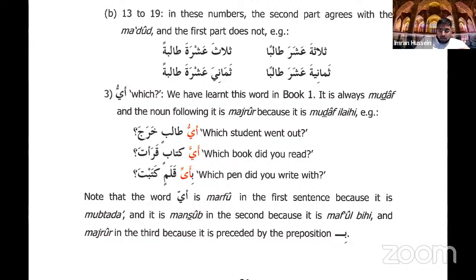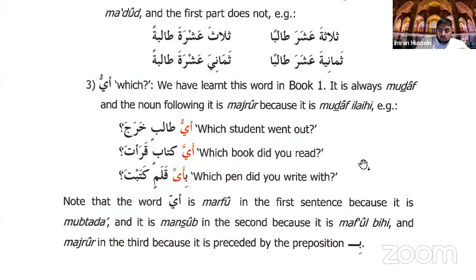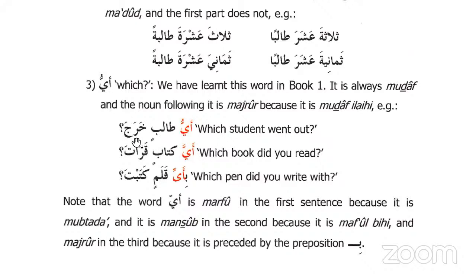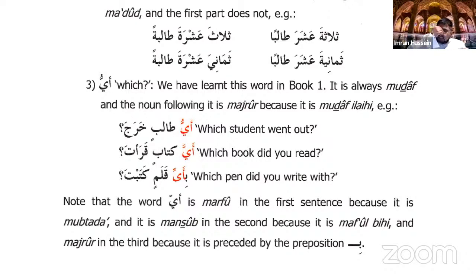Remember one point here: in ayyu talibin kharaja, the verb is either kharaja or kharajat. Whenever ayyu comes at the beginning of the sentence with a dhamma, the verb in that sentence will be in the third person, either masculine or feminine, depending on whether it is ayyu or ayyatu. If it's feminine, it'll be ayyatu.